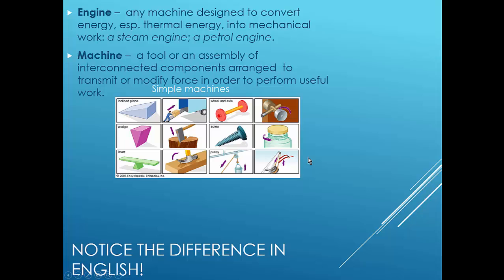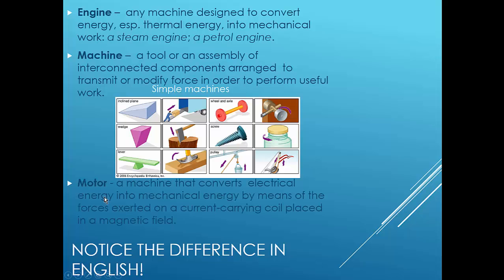Okay, so then motor, you're saying förbränningsmotor. Well, what is a motor in English? Well, we use the word motor pretty much just, I mean, there's other definitions, but when we're talking about a motor, we're generally talking about a machine that converts electrical energy into mechanical energy by means of the forces exerted on a current carrying coil placed in a magnetic field. Okay, let's not get too complicated.